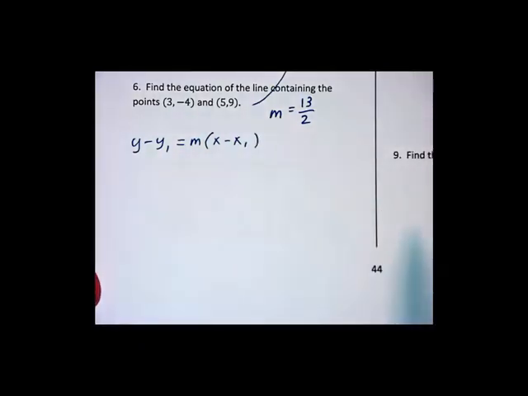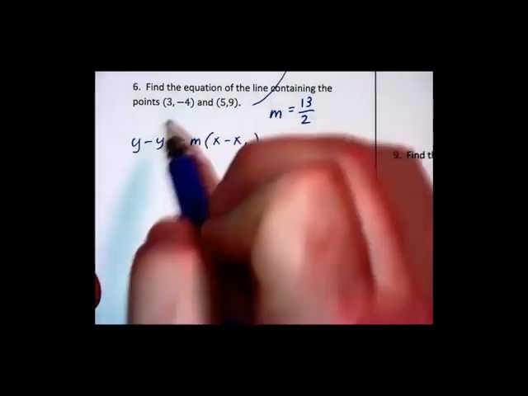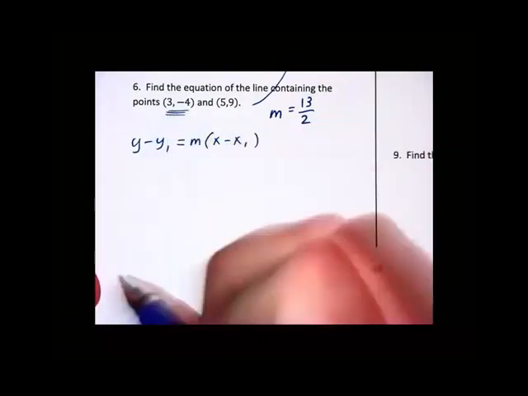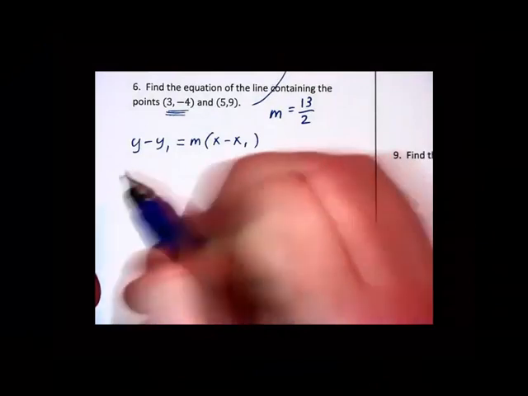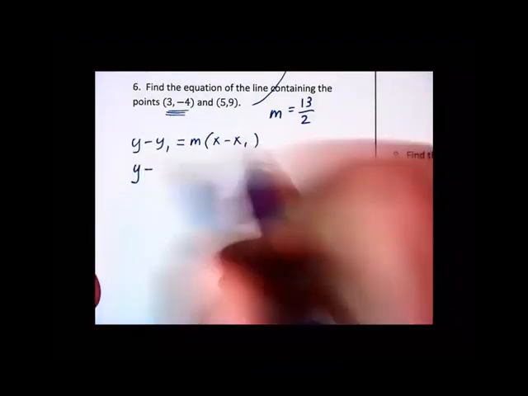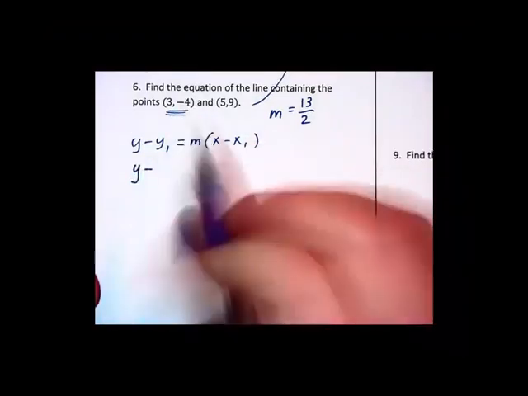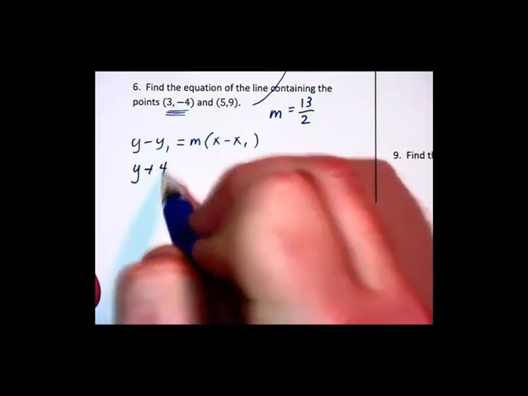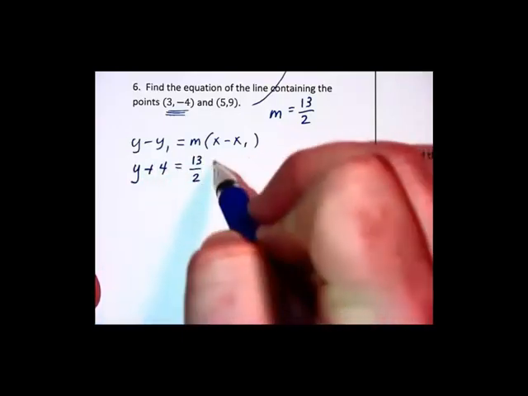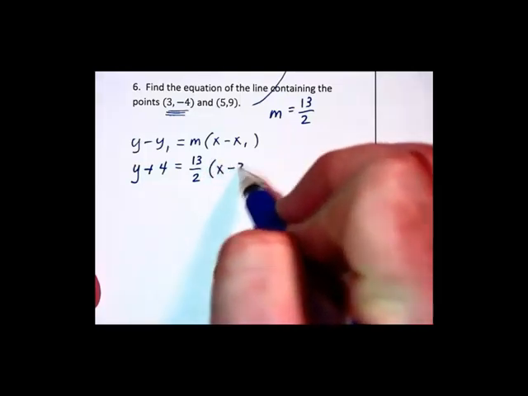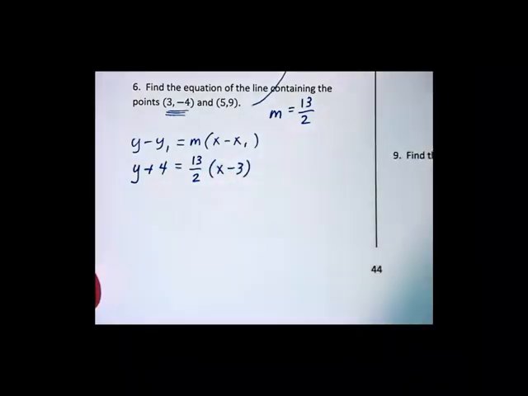And we need to choose a point to use. I'm going to use the point (3, -4). It's arbitrary. Either way we're going to get to the same answer. So we're going to have y minus y1, that's y minus the -4, making that y plus 4, equals the slope of 13/2 times x minus 3. That is the equation of the line in point-slope form.